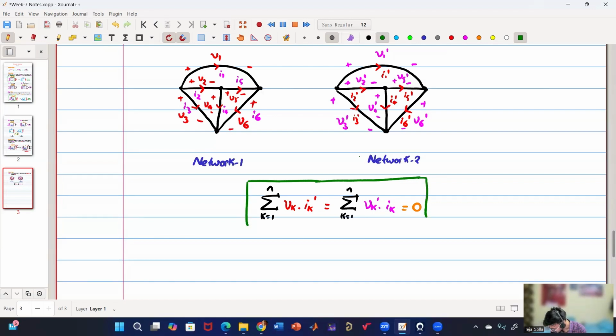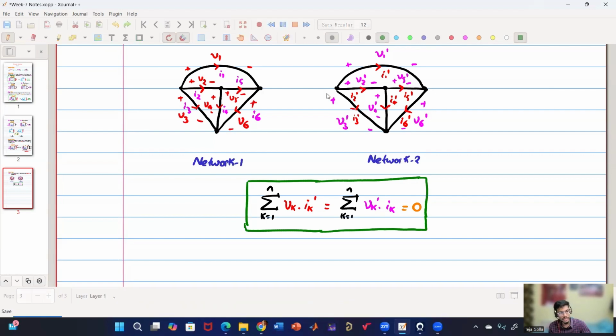The voltage of the first network multiplied by the current of the second network, and then the summation of all those terms is equal to 0. Similarly, the voltage of the branch in network 2 multiplied with the current in network 1, and the summation of all these terms will again be equal to 0. This is what the theorem says.